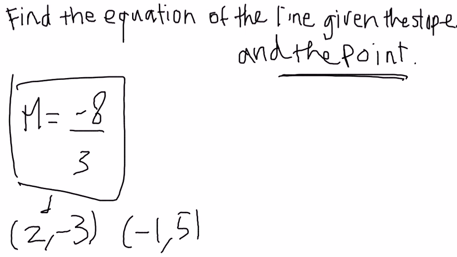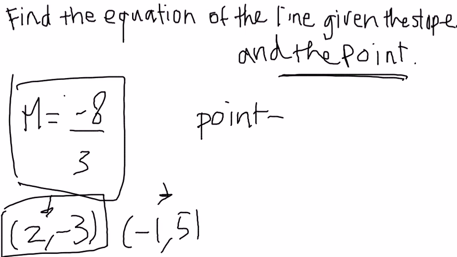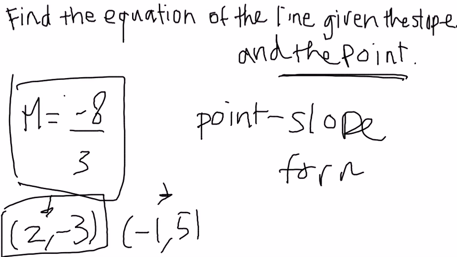Well, we can use any one of these. Let's use (2, -3) for our sake. Okay, so we have our slope right here and our point right here. Now, since we have a slope and a point, what form comes to mind? The point-slope form. Why? Because we have the slope and we have a point.